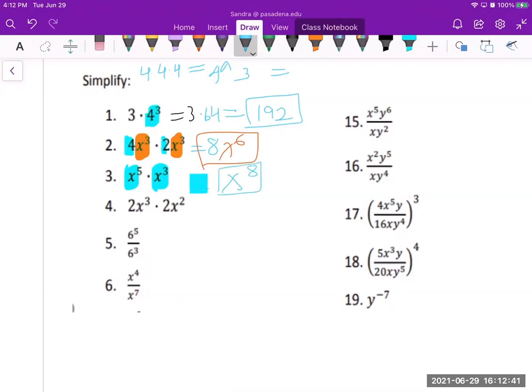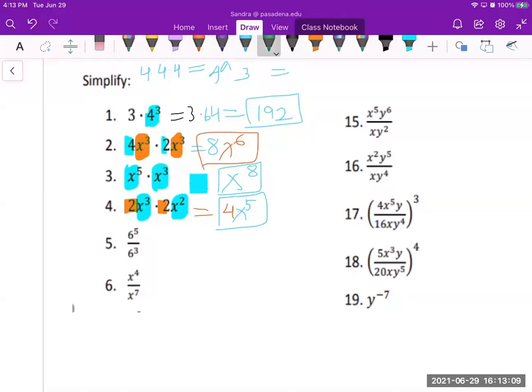Let's move on to number 4. For number 4, I'm going to multiply the 2 and the 2. So 2 times 2 gives me a 4, not a 2. Then I'm going to multiply the variables, x to the 3rd times x squared. Since they have the same base, we can add the exponents. So that's going to be x to the 5th power, and this will be the answer.